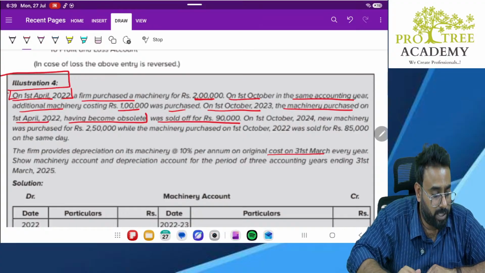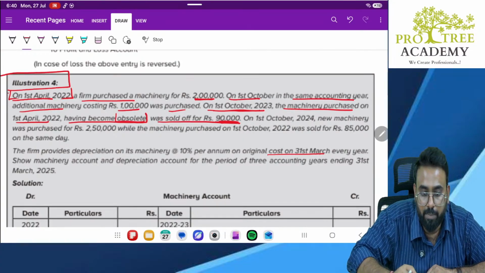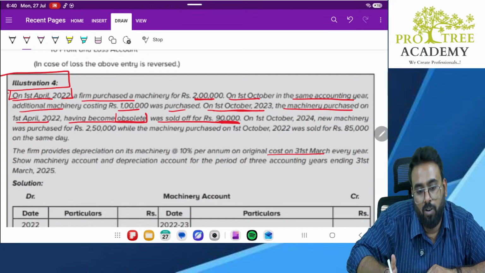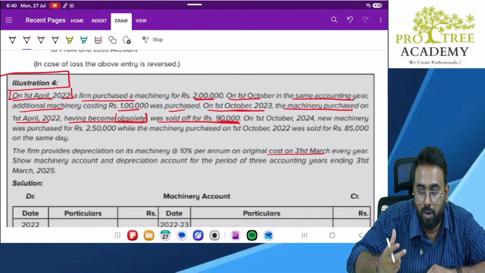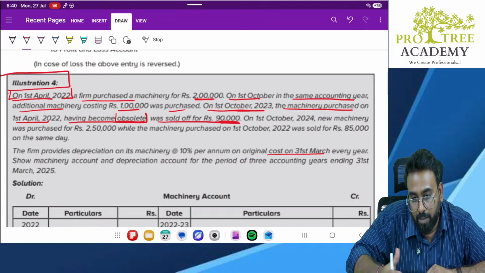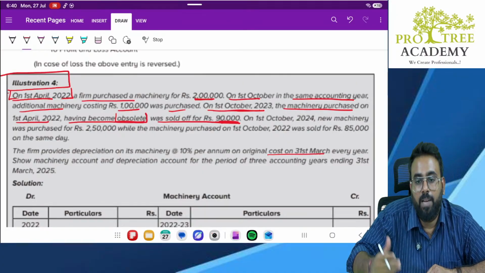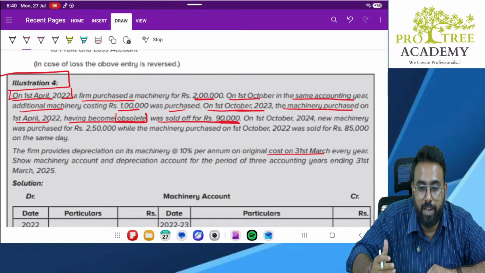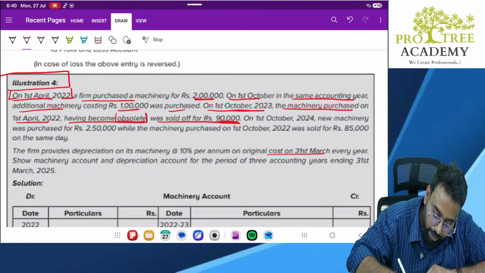Sir, why is it sold for such a low price? Because they are telling it has become obsolete. Obsolete means out of technology. That means that machinery is outdated. We cannot use the same machinery to get our product, and much better machinery has come out in the market which can produce in a faster or better manner. So that is why we want to sell this machinery and buy a new machinery. Okay, coming to the question.